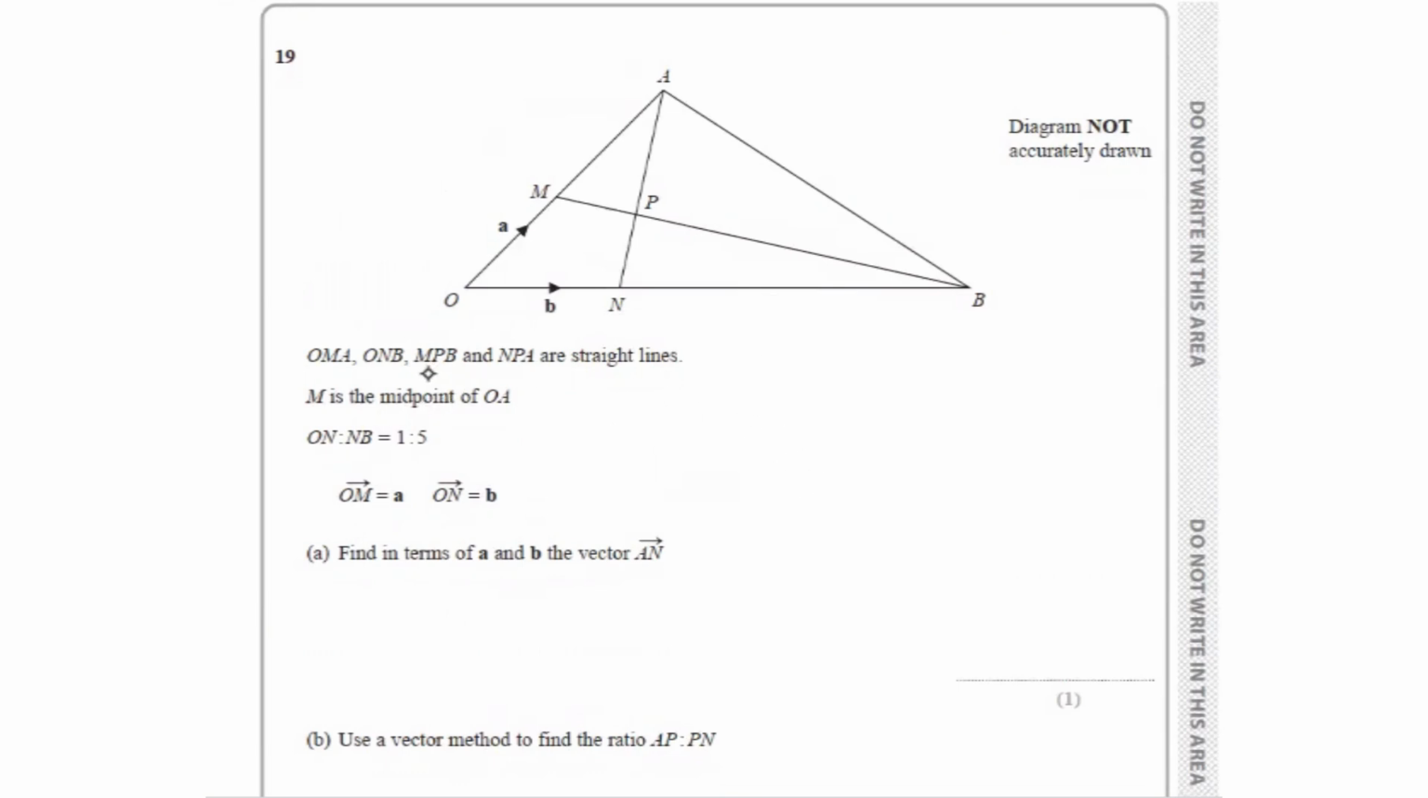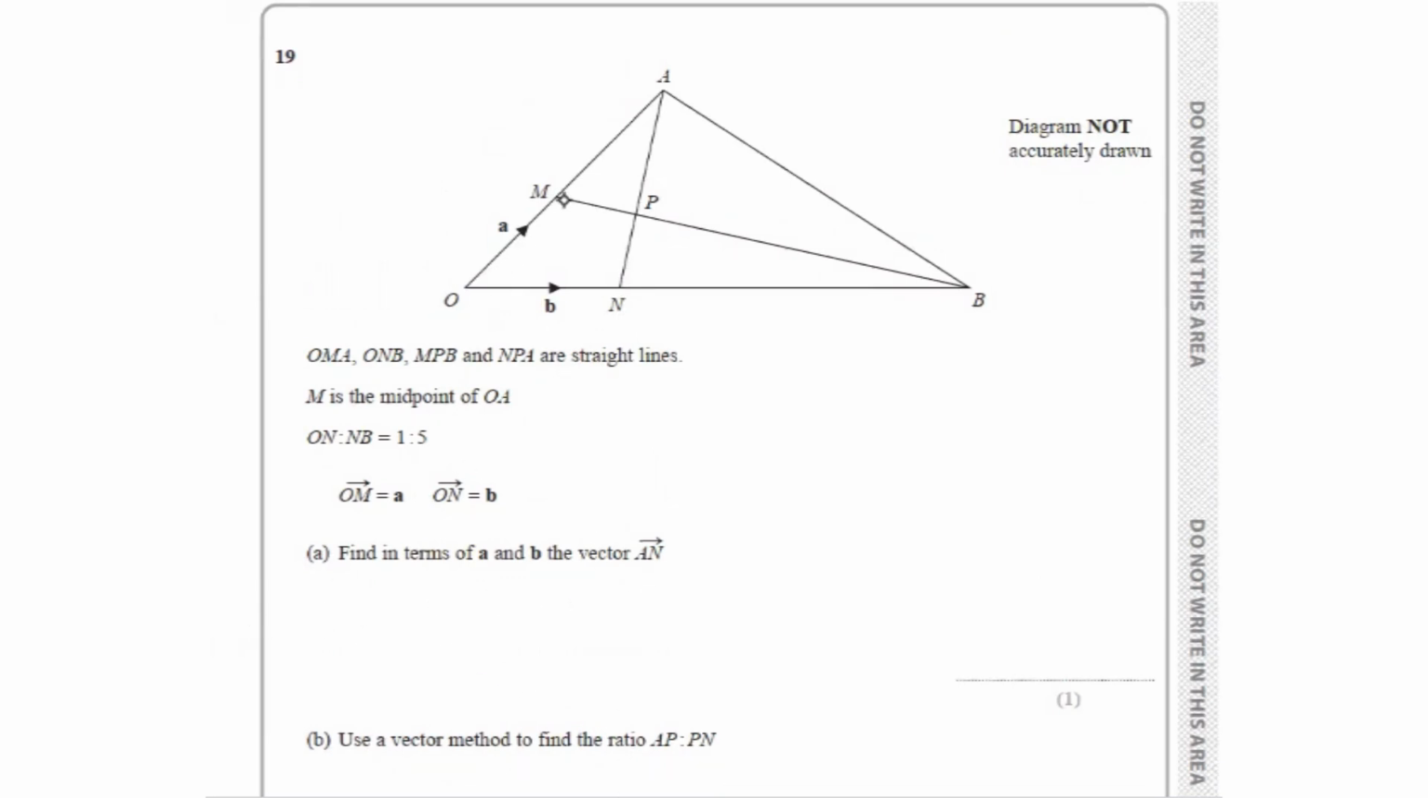Question 19 says OMA, ONB, MPB, and NPA are straight lines. M is the midpoint of OA. ON is to NB is 1 is to 5. OM equals A and ON equals B. Find, in terms of A and B, the vector AN.